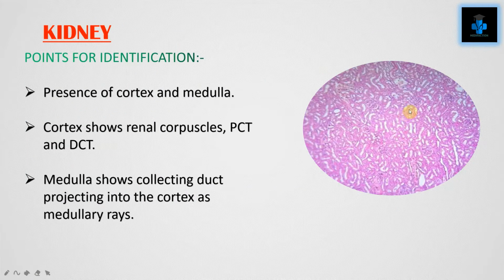Kidney. The kidney can be easily identified by observing the presence of cortex and medulla, and the cortex shows renal corpuscles along with proximal convoluted tubules and distal convoluted tubules. The medullary part shows collecting duct projecting into the cortex as medullary rays.